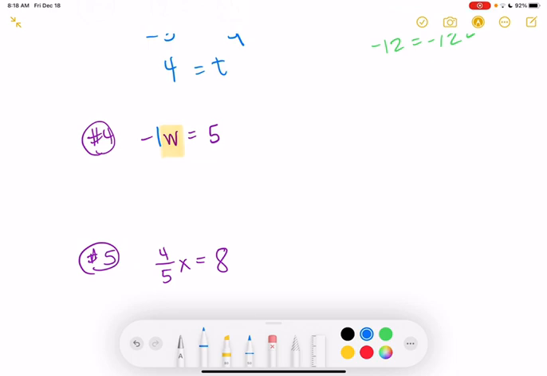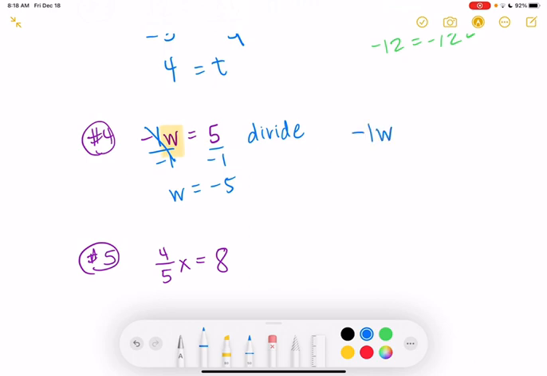My personal preference is to divide. And I like to divide both sides by negative 1. So w equals 5 divided by negative 1 is negative 5. Technically, some people like to multiply. Let me show you what that one looked like.